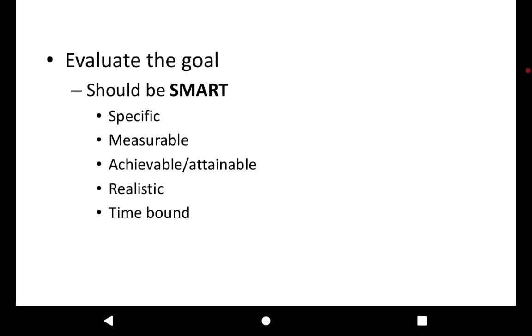Then the other thing is achievable or attainable. Some problems are just unrealistic, so you need to check with the client if they are in their power or if they are not too big for them to be solved. Then realistic, so the problem has to be real and not something which is just fictional. Then time bound: how long is it going to take for that problem to be solved?